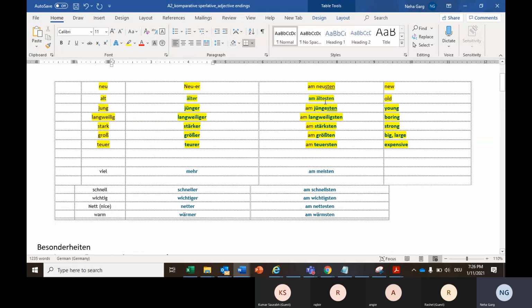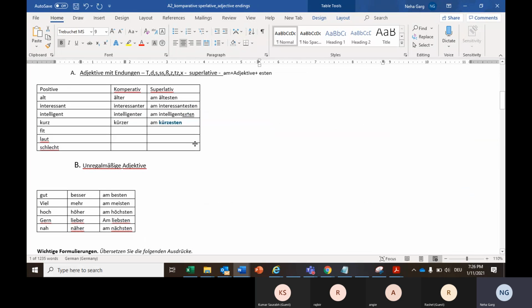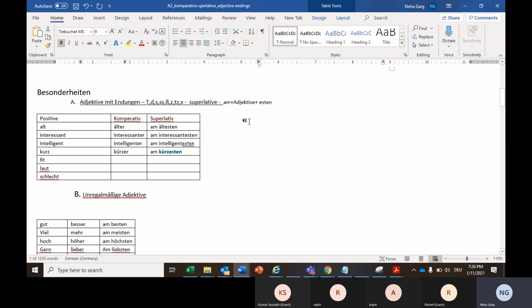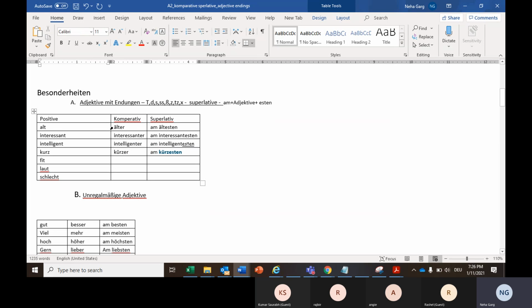Wie zum Beispiel, here. If you could see it here, I've made a separate list for that. Like alt, ending with T. So alt, älter, adjective, umlaut plus er in comparative form. And then am ältesten. So I have not added STEN here, but ESTEN.